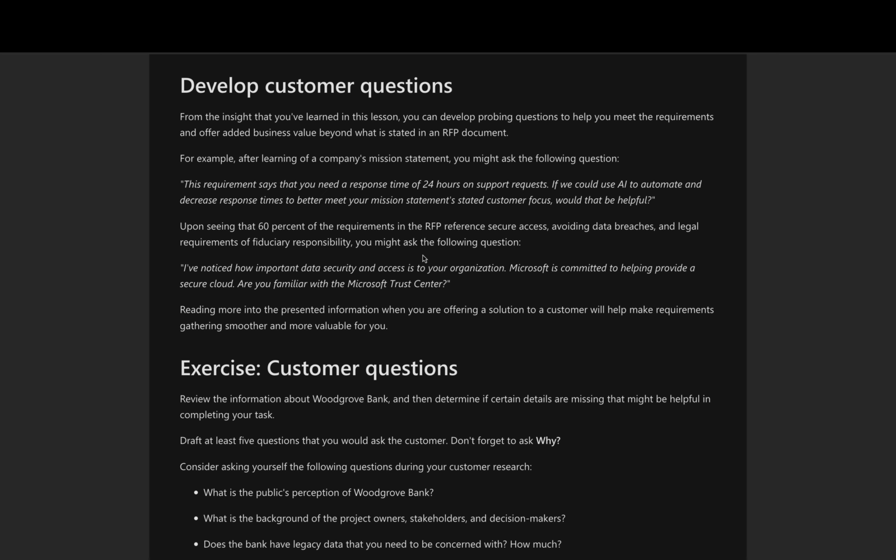Upon seeing that 60% of the requirements in the RFP reference secure access, avoiding data breaches and legal requirements of fiduciary responsibility, you might ask the following question. I've noticed how important data security and access is to your organization. Microsoft is committed to helping provide a secure cloud. Are you familiar with the Microsoft Trust Center? Reading more into the represented information when you're offering a solution to a customer will help make requirements gathering smoother and more valuable for you.